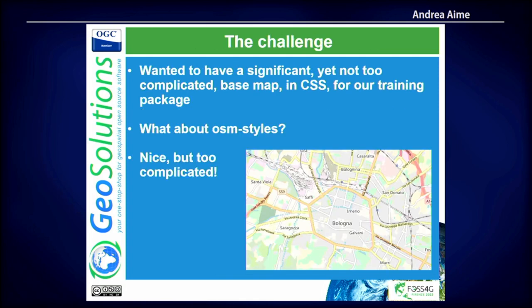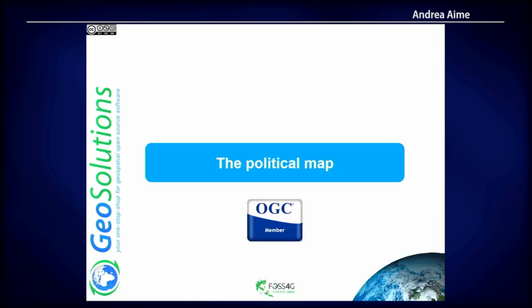So what was the challenge here? We wanted a significant, but not too complicated, base map that we could use in our training package. We already had OSM styles that mimic the OpenStreetMap styling. The problem is, it's nice, but it's too complicated. It wouldn't fit in 4 hours. The styles are too big, too long, and too difficult to explain. So we wanted something simpler, based on a small dataset, and we started doing this map of Natural Earth.